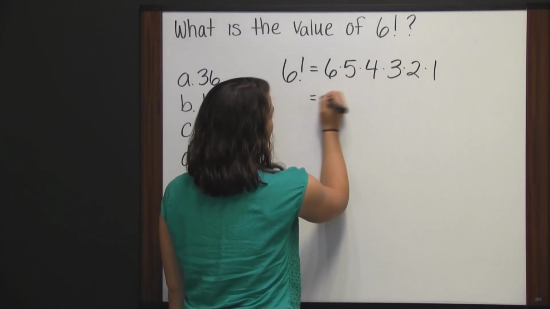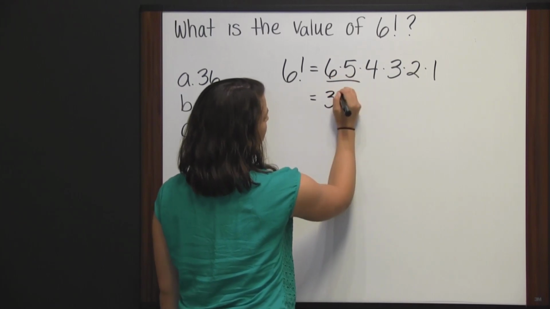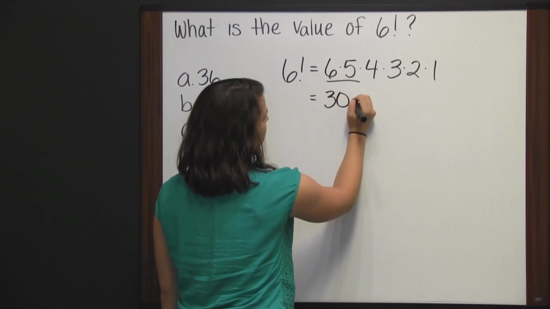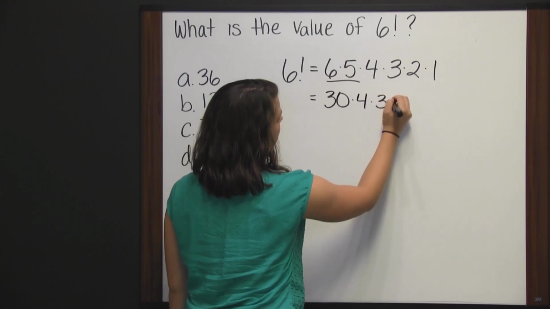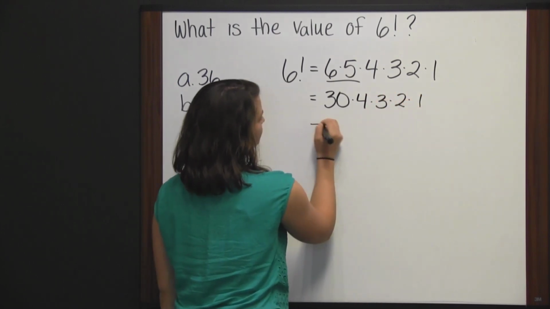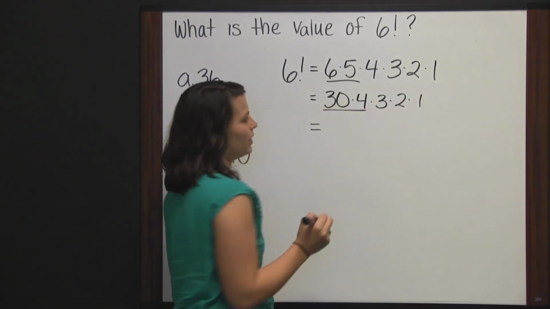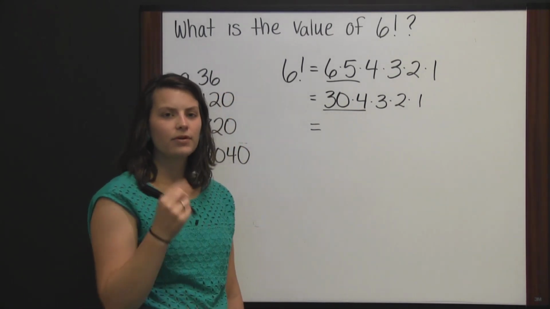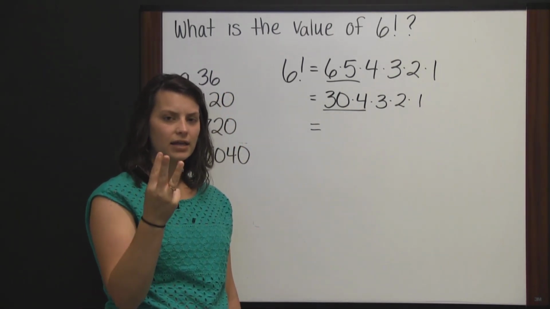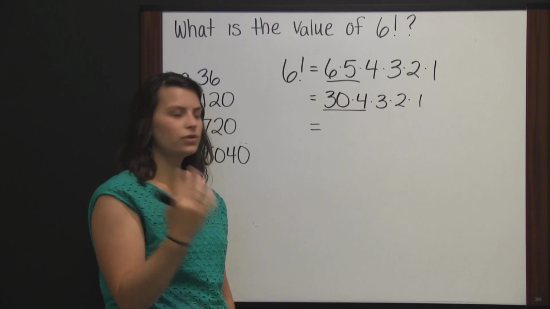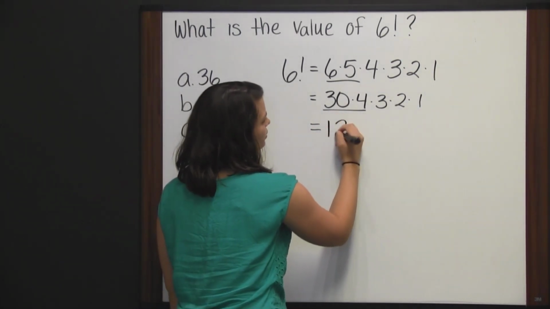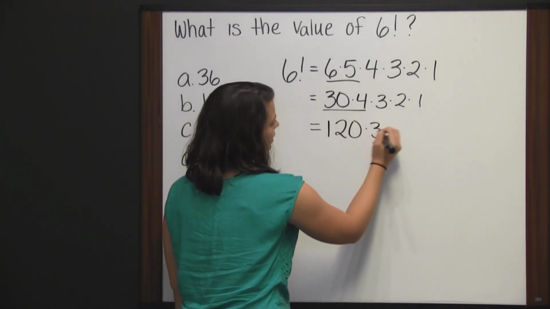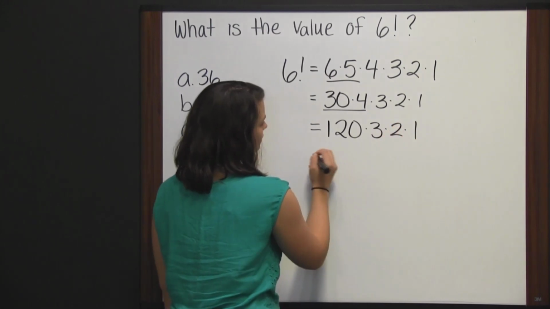So we have 6 times 5, which is 30, times 4, times 3, times 2, times 1. Then we can multiply 30 times 4. We have 30, 60, 90, 120. So 30 times 4 is 120, times 3, times 2, times 1.